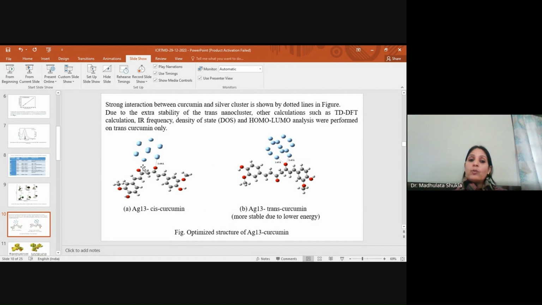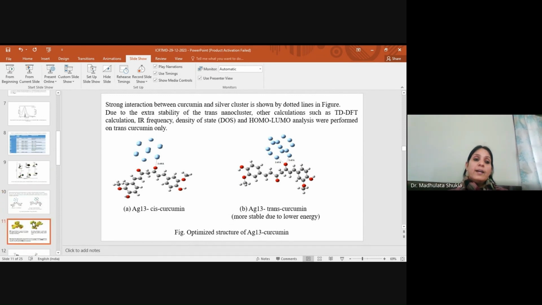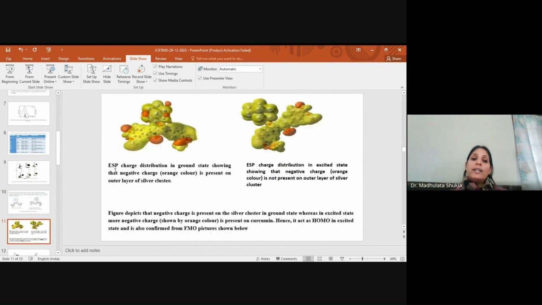Here also we see that only a single interaction is seen for the cis one, whereas for the trans one, with the same oxygen, two interactions are seen with the silver clusters. Next, we have carried out the electrostatic potential charges, and we see that in the ground state, this orange color represents the negative charges, whereas this yellowish green color represents the positive charges.